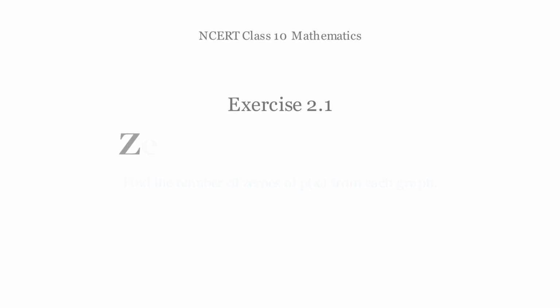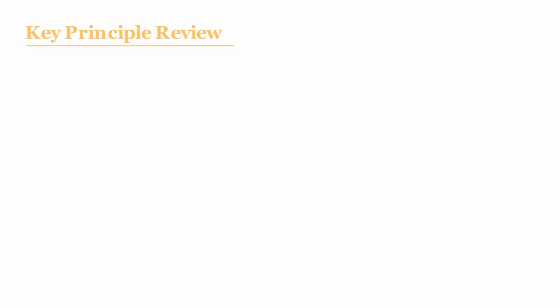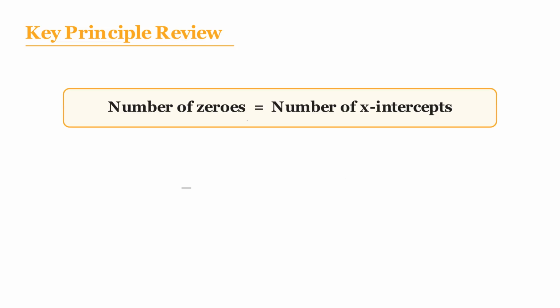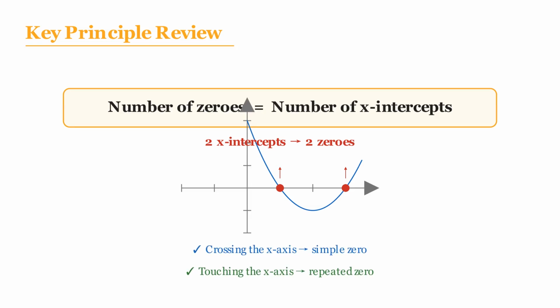Exercise 2.1 has one question about reading zeros from given graphs. Before solving the exercise, let us review the key principle. The number of zeros equals the number of times the graph meets the x-axis. Remember, both crossing and touching points count as zeros.